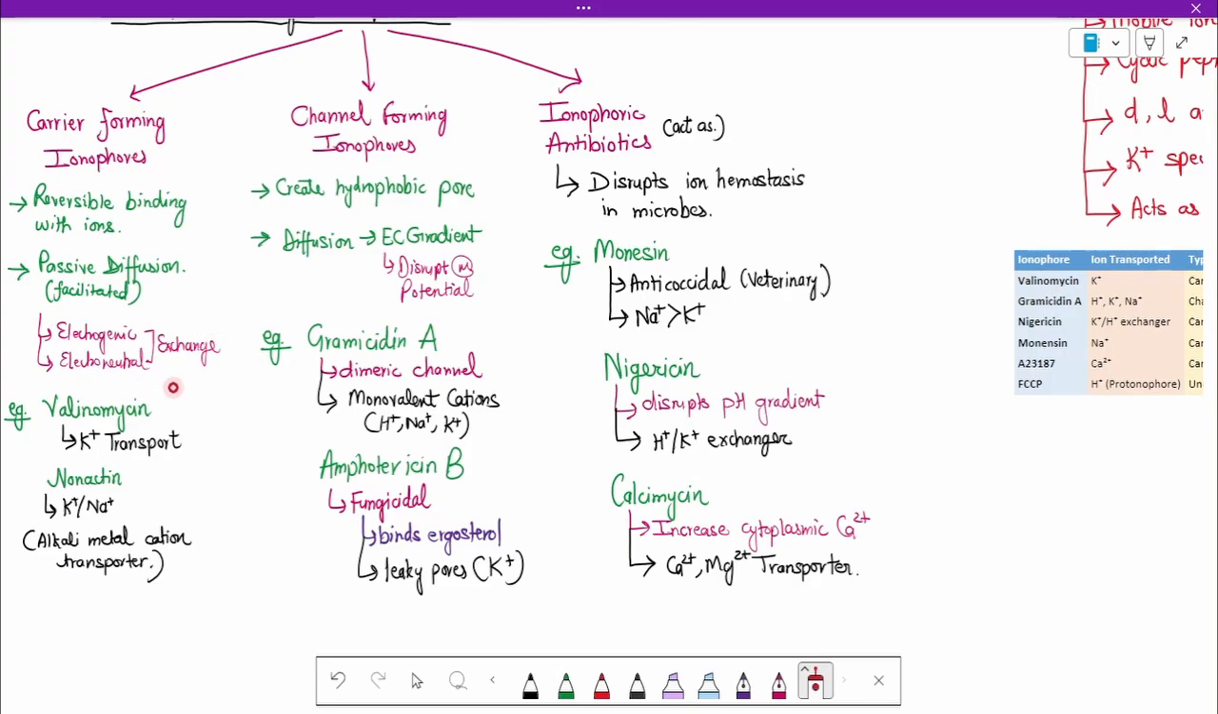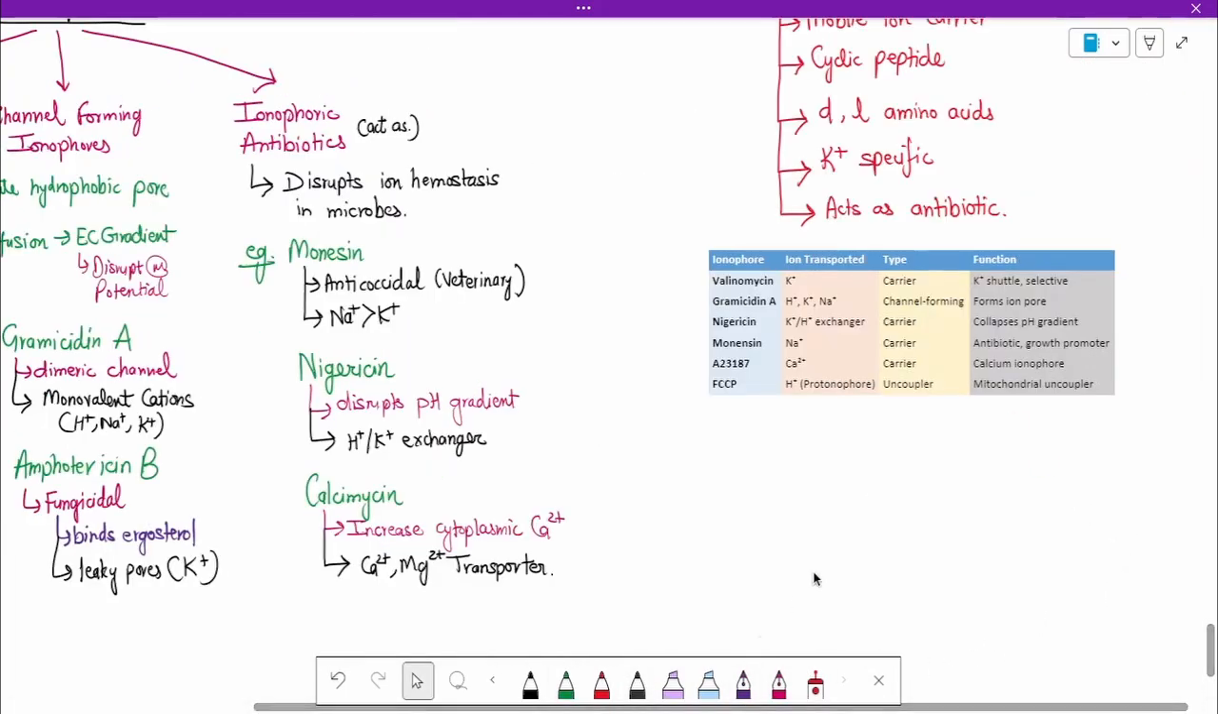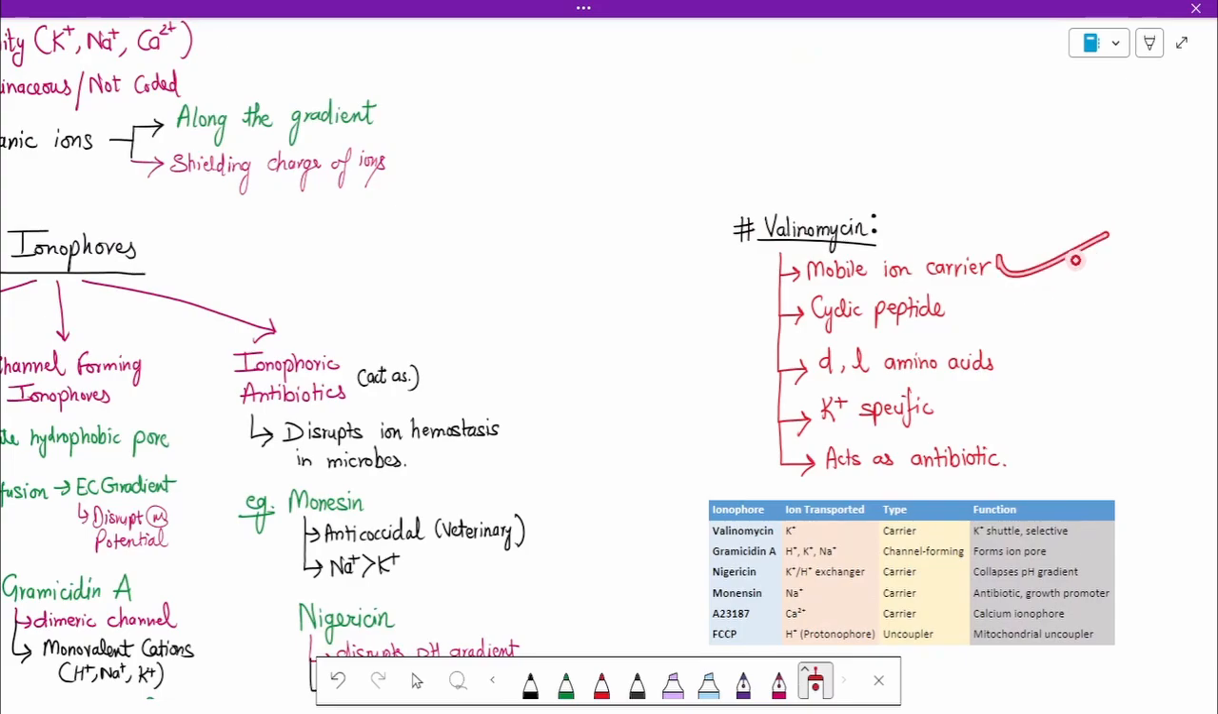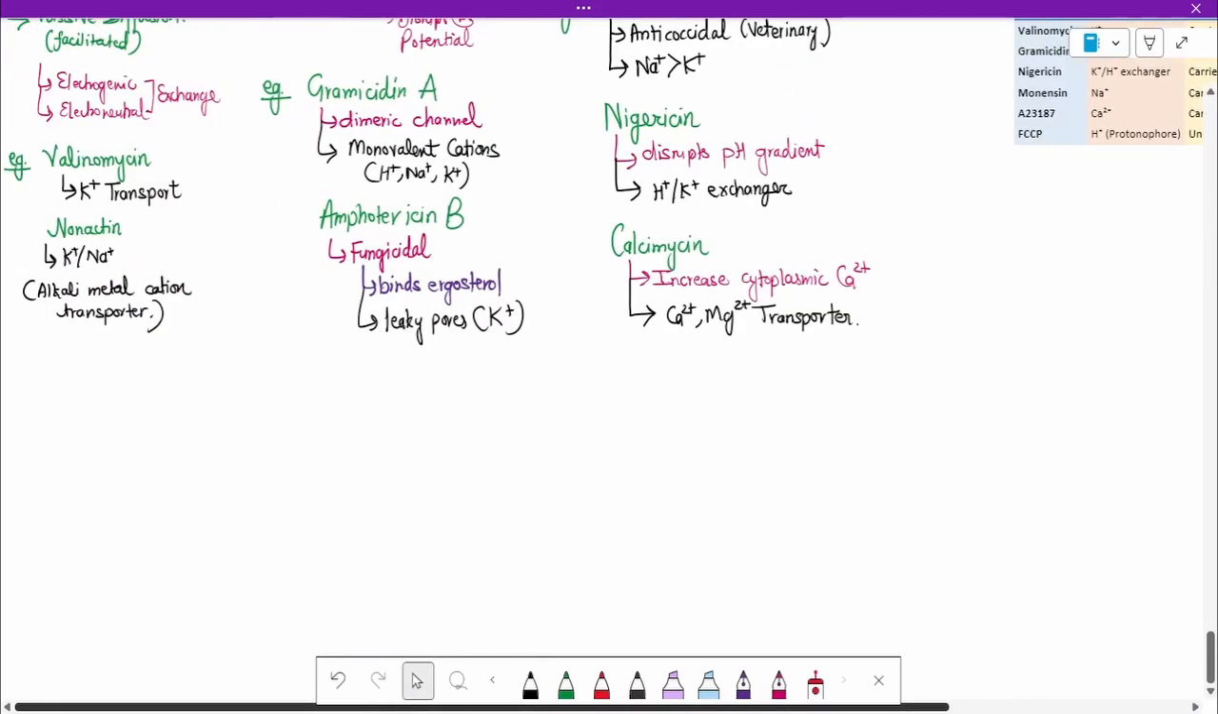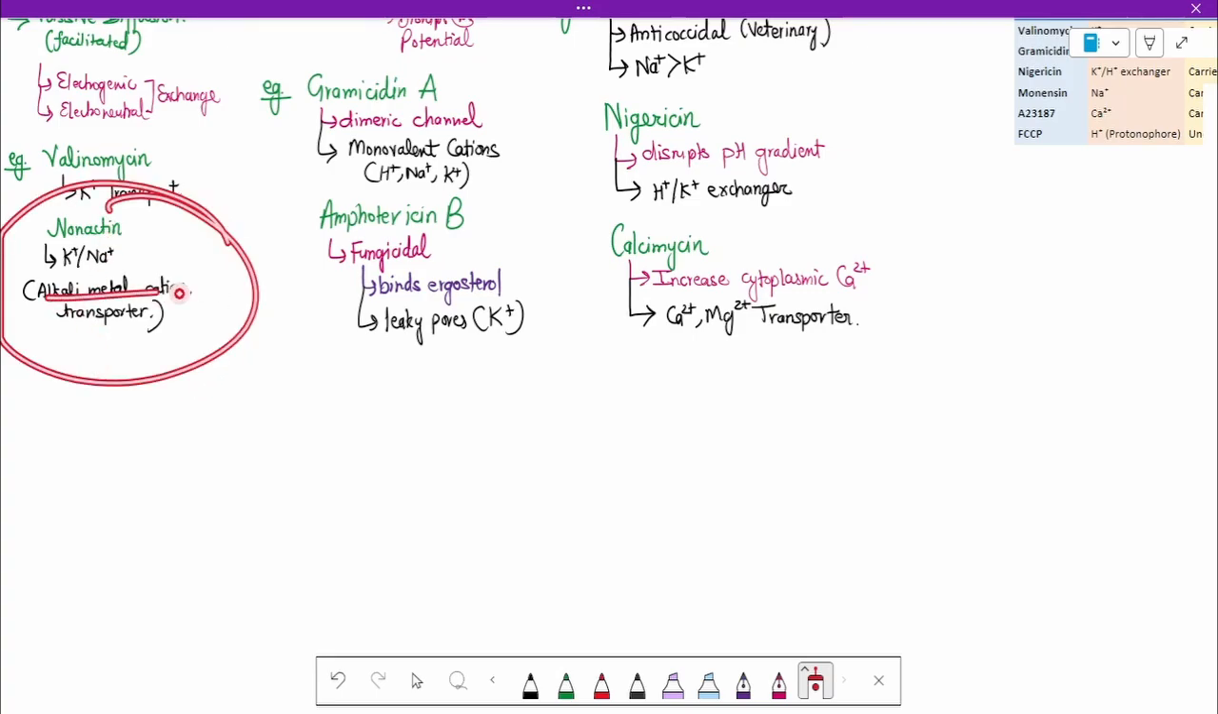The two main examples we need to remember in carrier forming ionophores are valinomycin and nonactin. Valinomycin is a potassium specific transporter, and it is a mobile ion carrier. It is a cyclic peptide in itself, consisting of both D and L amino acids, specific for potassium transport, and it can act as an antibiotic. In case of nonactin, it can transport potassium or sodium ions. We can also say this is an alkali metal cation transporter as well.